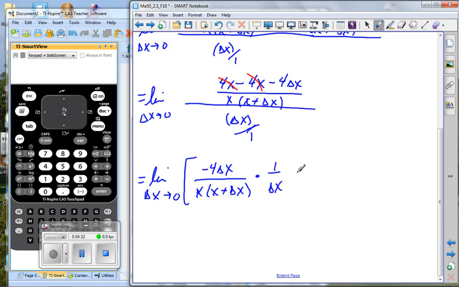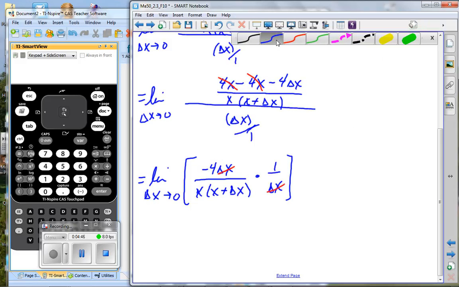Now, if it helps, we'll put brackets around that to remind us that this is all the function expression that we're going to be taking the limit of. As we do that, notice that our delta x factors are going to cancel. And we end up then with negative 4 divided by x, the quantity x plus delta x.